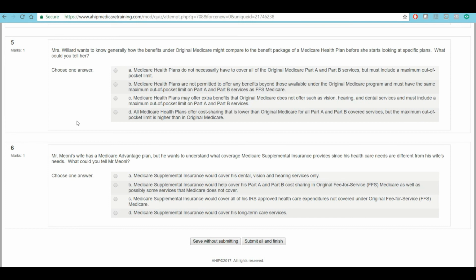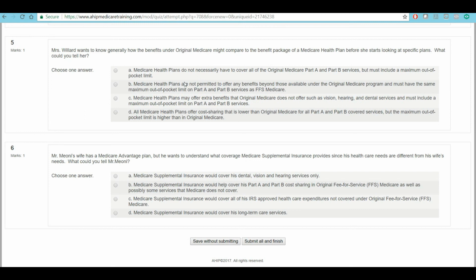Mrs. Willard wants to know generally how the benefits under original Medicare might compare to the benefit package of a Medicare health plan. Before she starts looking at specific plans, what could you tell her? This will be a similar answer as to what we had above about how original Medicare might compare to the benefit package of a Medicare health plan. That's the Medicare Advantage plan. So, original Medicare compared to a Medicare Advantage plan.